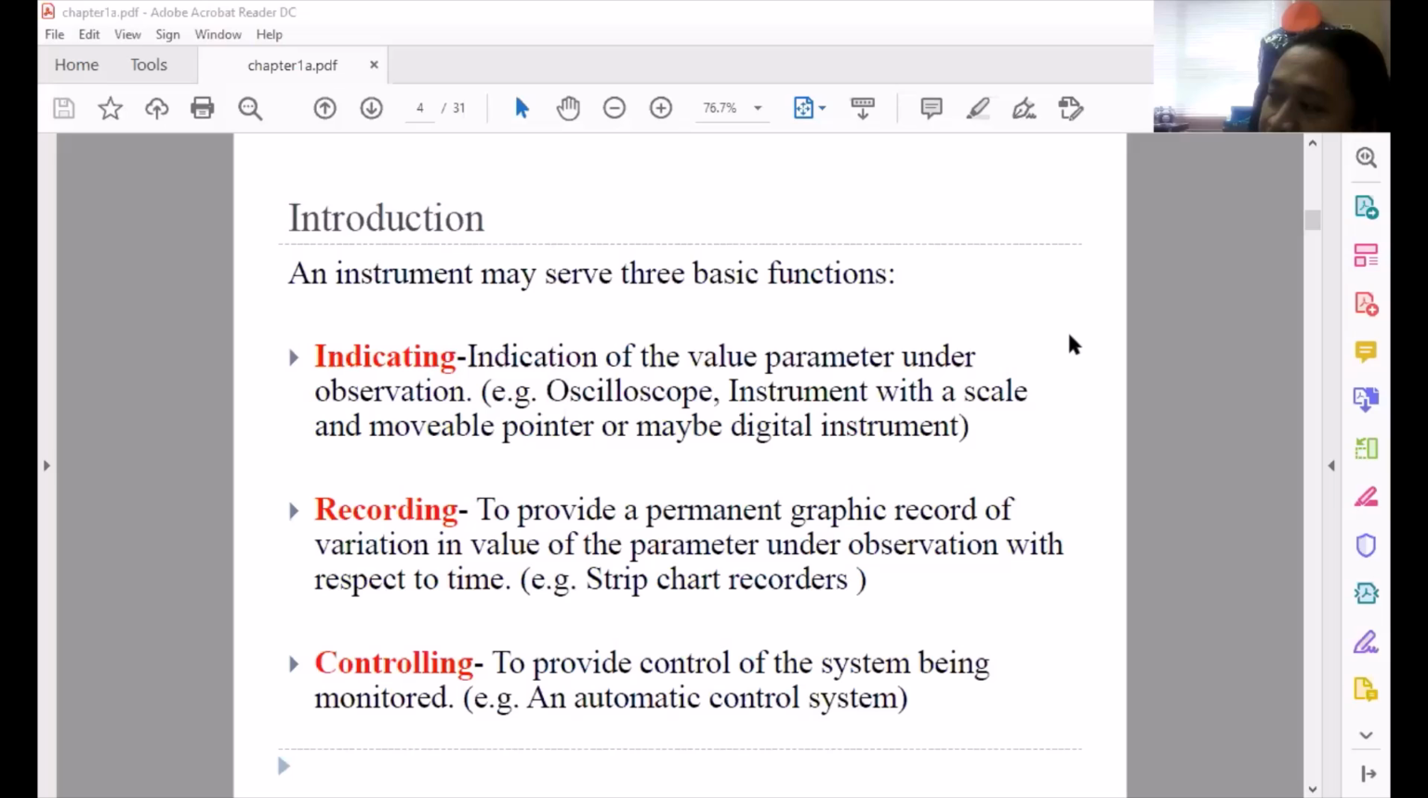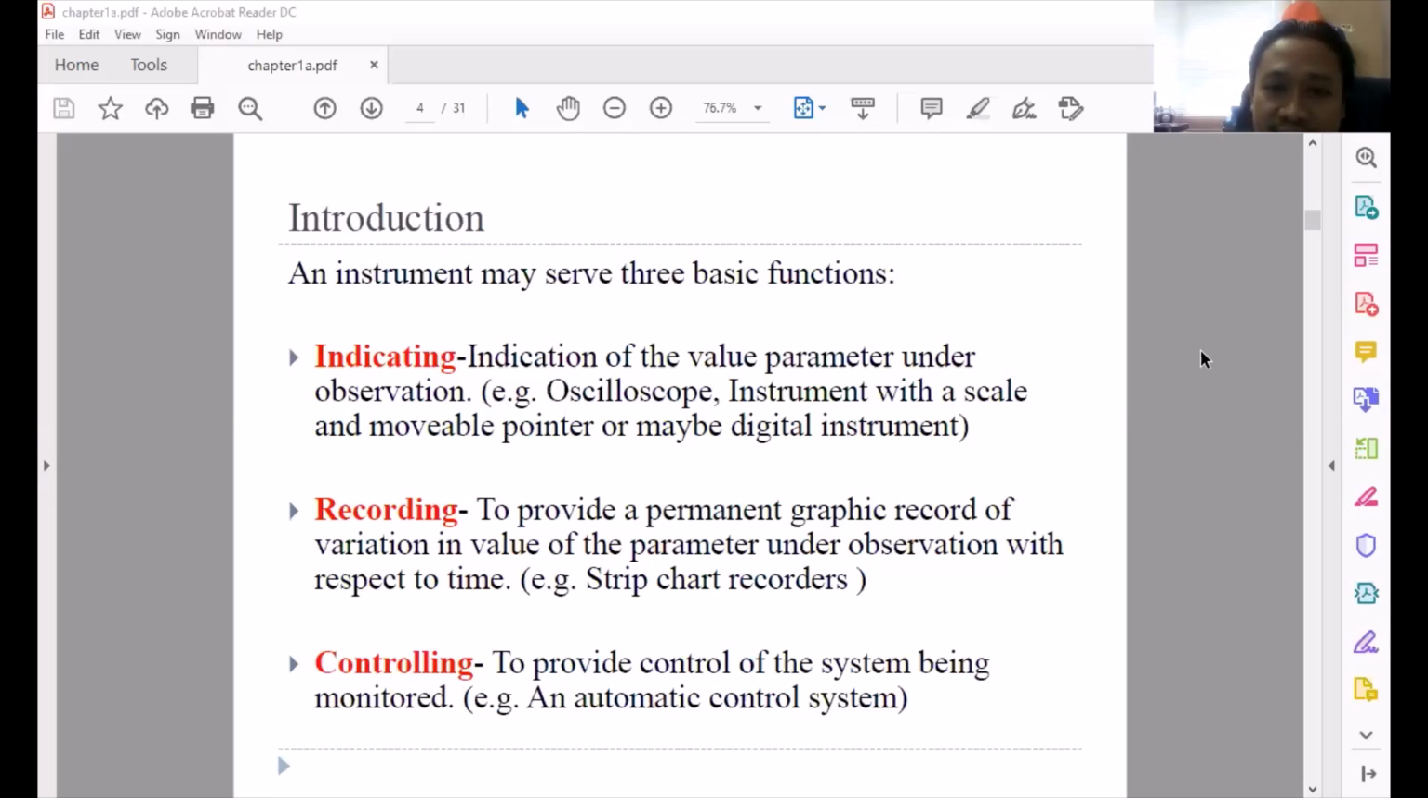For example, like this one, we have the digital multimeter. When we use this probe to measure the voltage and measure the current, for example. Another example is the oscilloscope. We can use the oscilloscope to measure the voltage and the current, and display the output for the battery, the voltage or current, and so on.